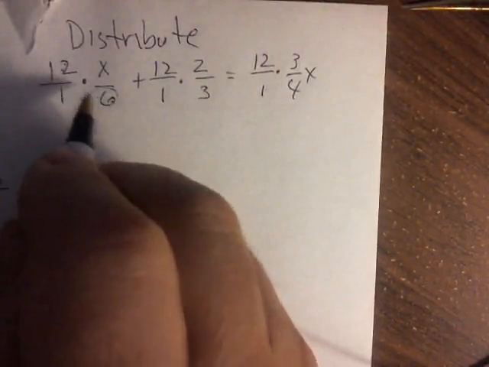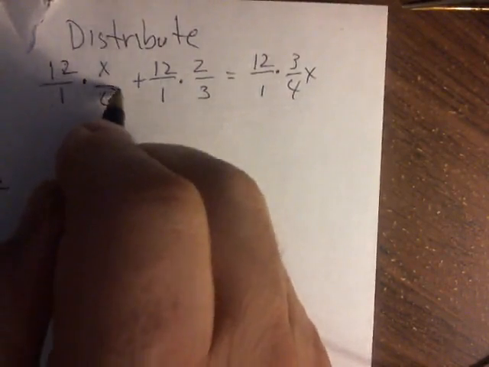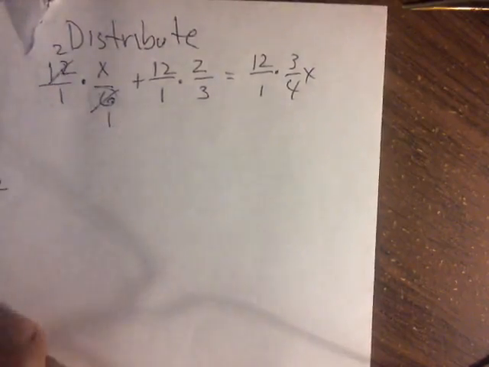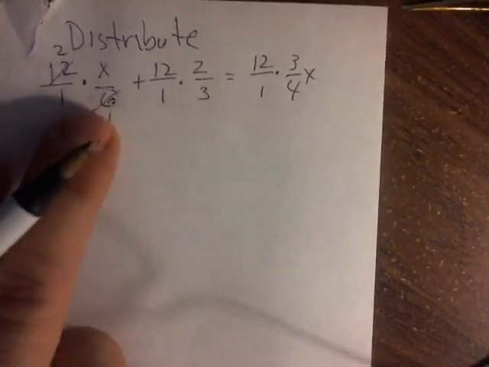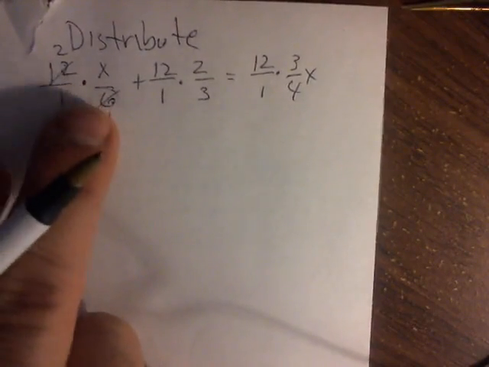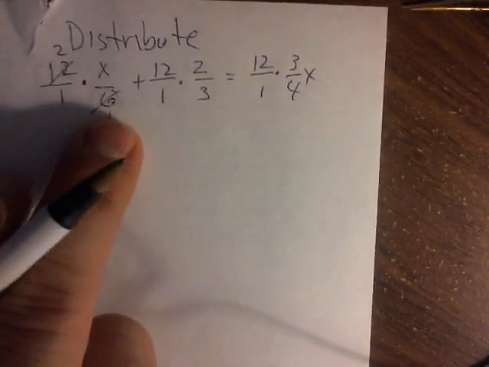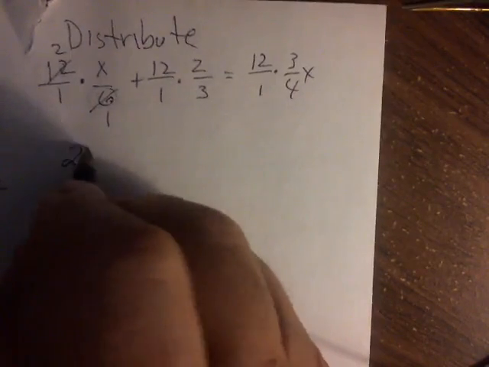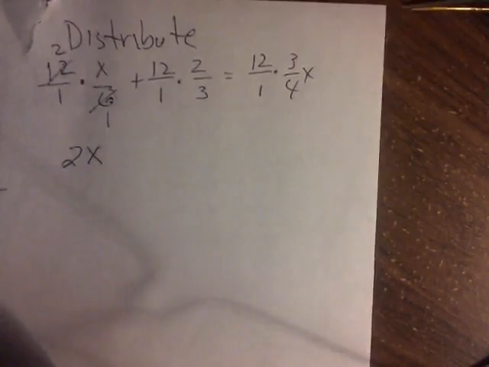So if I want to reduce the 12 and the 6, I can take a 6 out of the 6 and a 6 out of the 12. I'm dividing both of these by 6. Or you can also look at it as what's 12 divided by 6? Well, it's 2. But just make sure you get rid of that 6. So you're just reducing fractions. And what you have left is the 2 times the x.